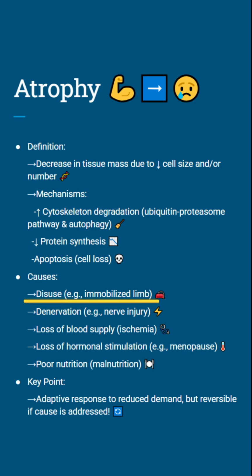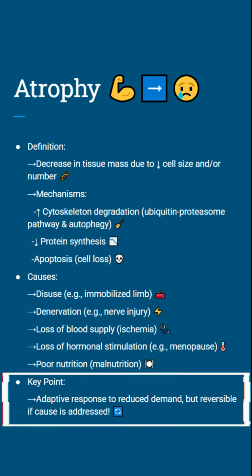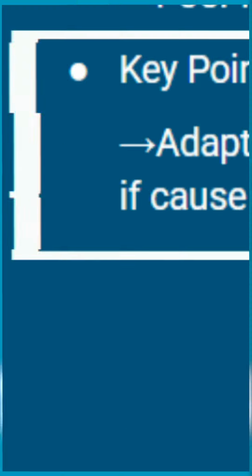Causes are super common: disuse like that immobilized limb, denervation from a nerve injury, loss of blood supply, loss of hormonal stimulation like in menopause, or even poor nutrition from malnutrition. The key point here is atrophy is an adaptive response to reduced demand, and the good news is that it's reversible if you tackle the cause. Perfect for those USMLE vignettes where you spot the trigger right away.